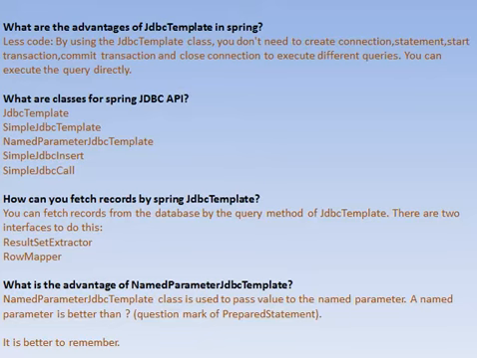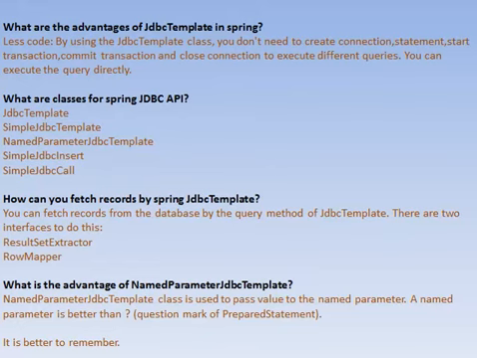What are the classes for Spring JDBC API? JdbcTemplate. SimpleJdbcTemplate. NamedParameterJdbcTemplate. SimpleJdbcInsert. SimpleJdbcCall. How can you fetch records by Spring JdbcTemplate? You can fetch records from the database by the query method of JdbcTemplate. There are two interfaces to do this. ResultSetExtractor. RowMapper.